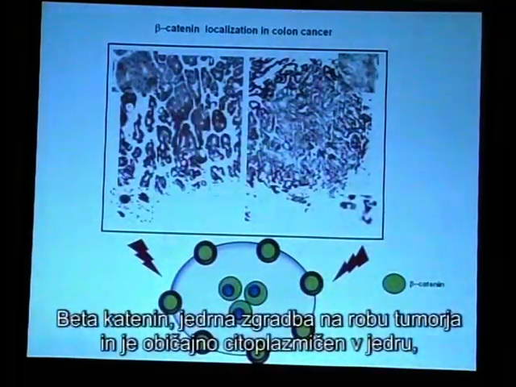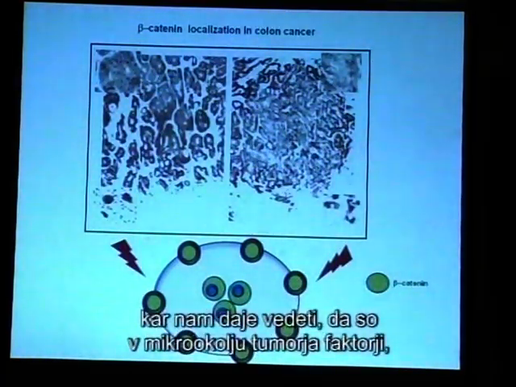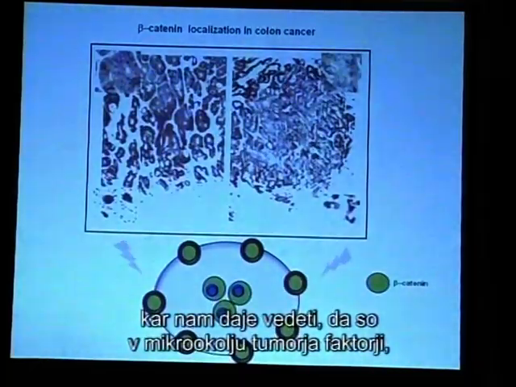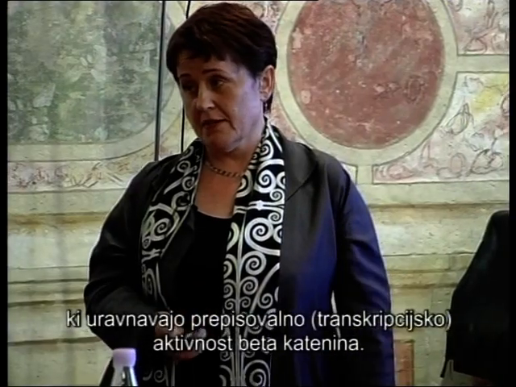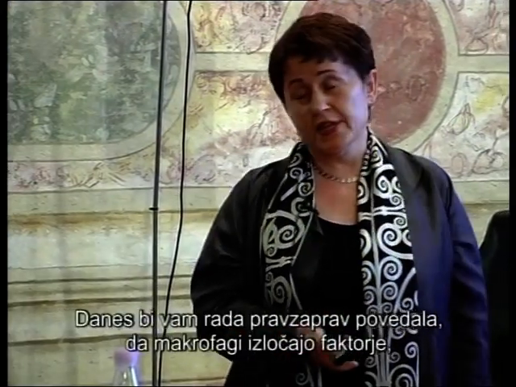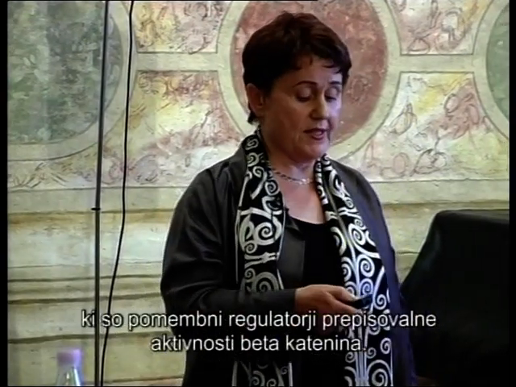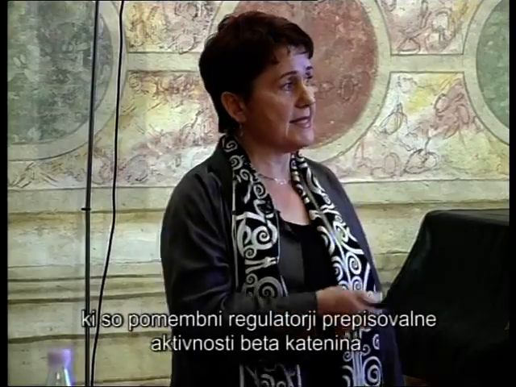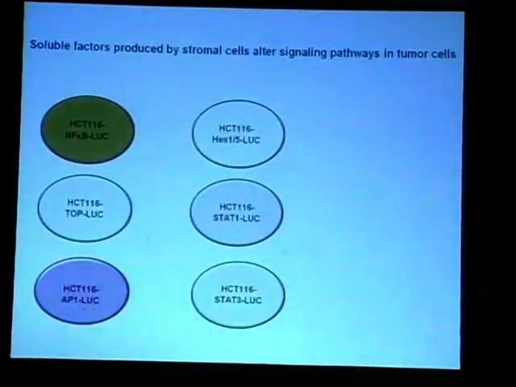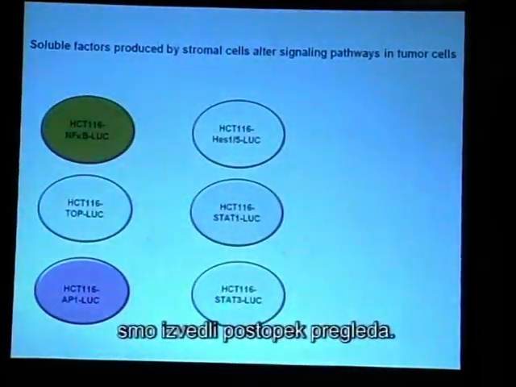Beta-catenin is nuclear at the edge of the tumor and cytoplasmic in the center, suggesting that there are factors in the tumor microenvironment that regulate beta-catenin transcriptional activity. My story today will be to tell you that macrophages secrete factors that are important regulators of beta-catenin transcriptional activity. To get insight into crosstalk between tumor cells and macrophages, we did a screening procedure.